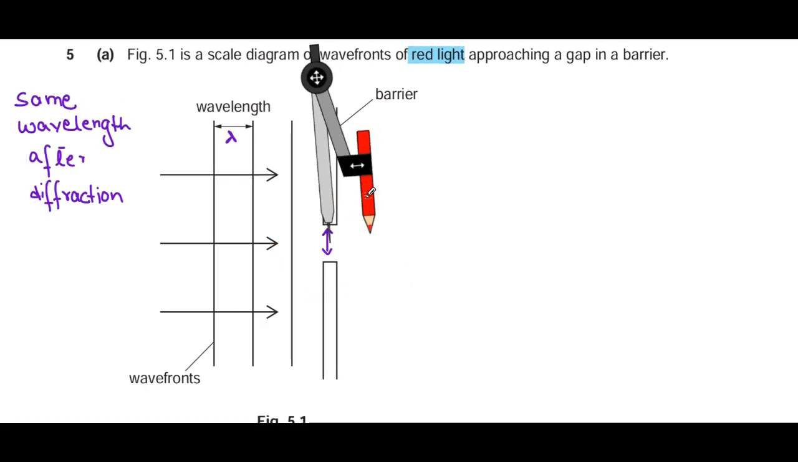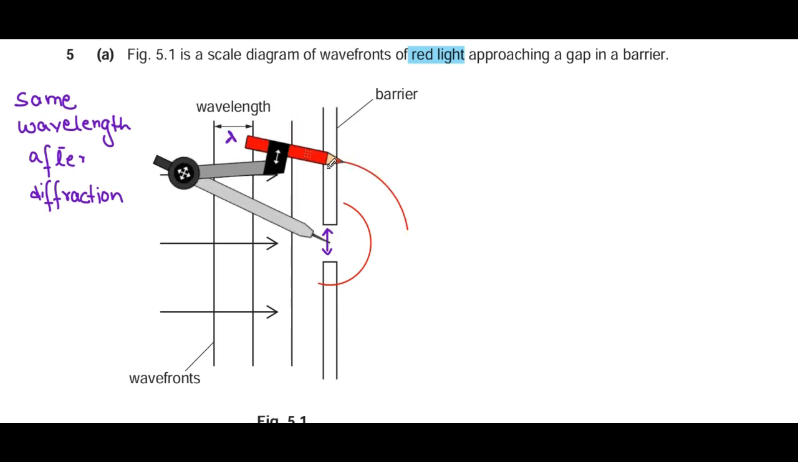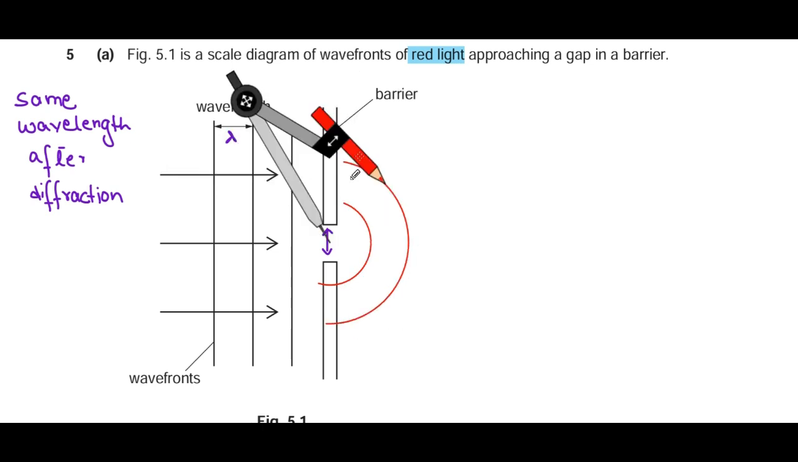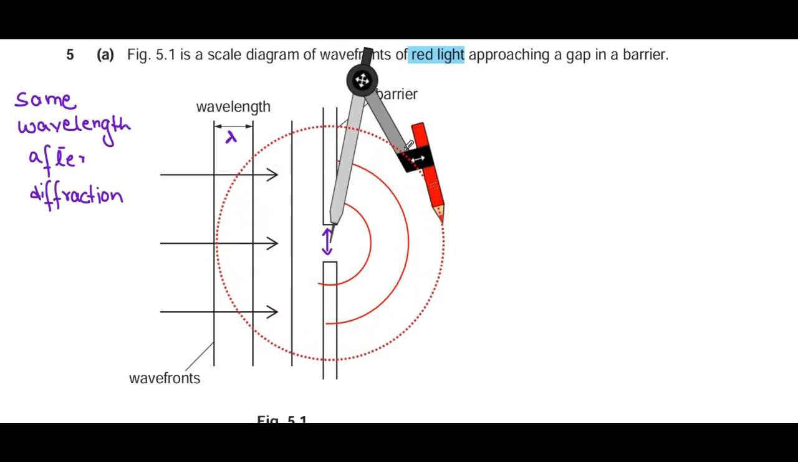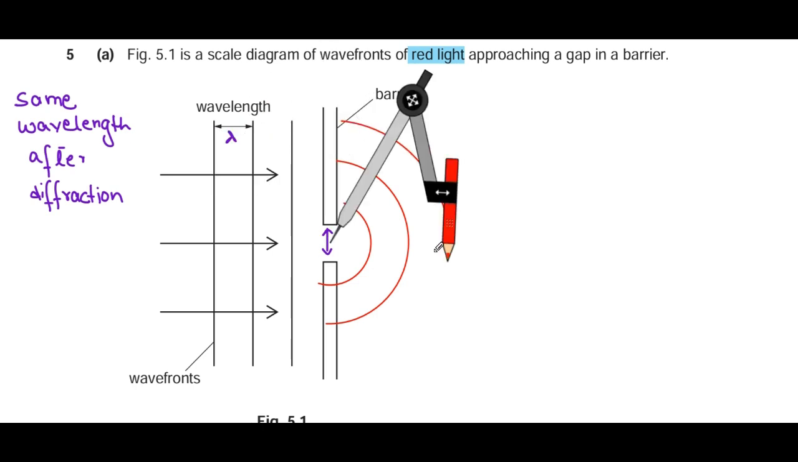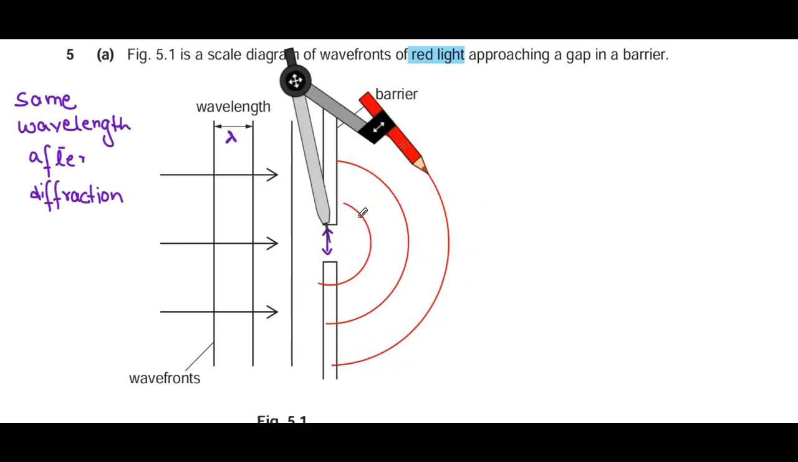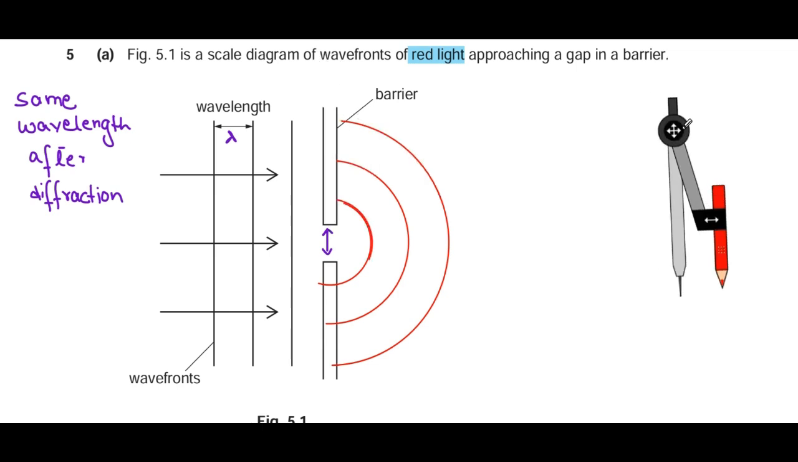So you can bring your compass, place it into the middle of the gap. You can draw the first diffraction pattern by your choice, and then you have to draw the next patterns by measuring the wavelength. The initial wavelength and the final wavelength should be equal. The gap between the wavefronts would be equal. So be very careful when you draw these patterns, and you can see my circular patterns are equally apart as they were before.